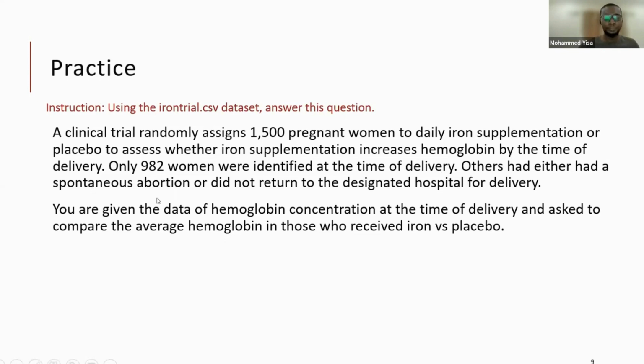Some of them had a spontaneous loss of pregnancy, or they did not come back to the hospital for delivery. So this iron trial data set is giving you the hemoglobin concentration at the time of delivery. Basically, we want you to compare the hemoglobin concentration at the time of delivery for those that received iron and those that did not receive iron.